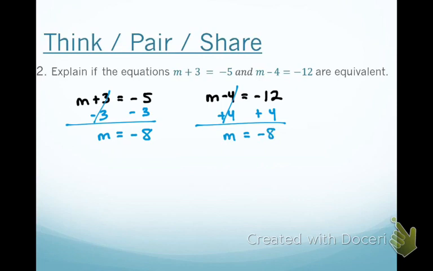Negative 8. Okay, class, is that equivalent? Does negative 8 equal negative 8? Okay, so the answer is yes. Both solutions, or both answers, equal negative 8.